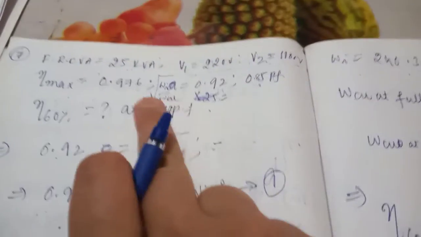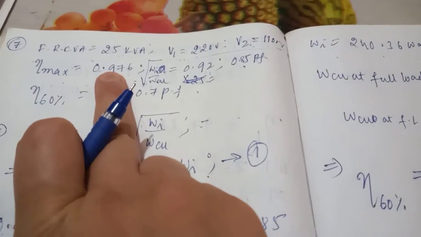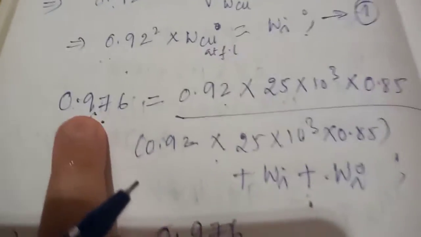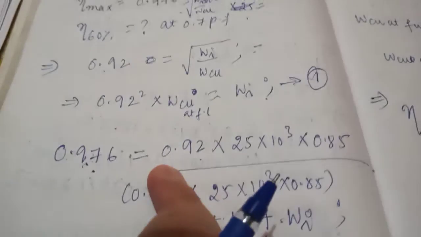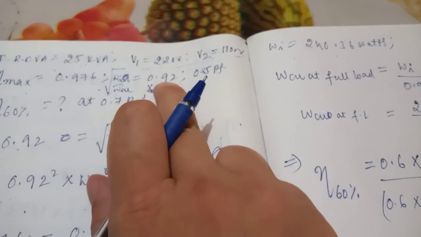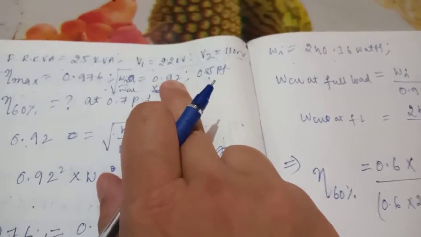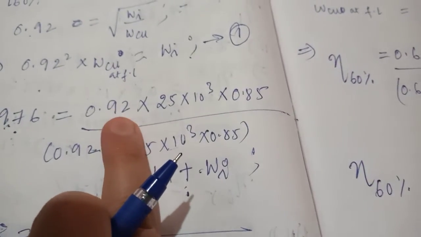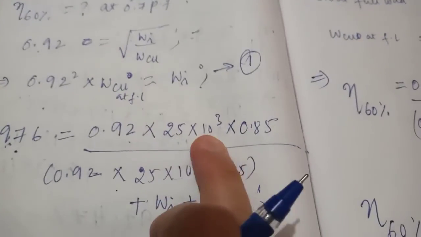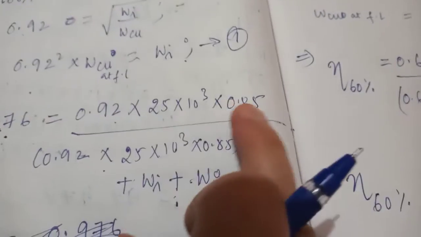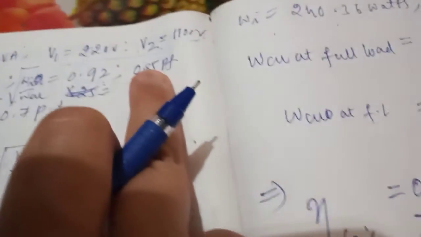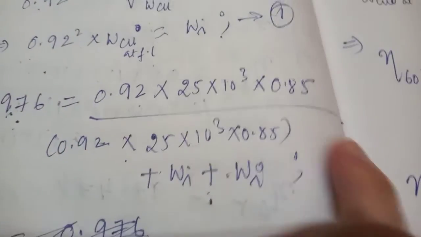Now one more hint they have given. This efficiency is 97.6 percent, 0.976. What is the formula for efficiency? You have to write it here. 0.976 must be equal to, so 0.92 is the percentage of load at which the efficiency is maximum. 92% of loading you are doing out of 25 kVA. So 0.92 into full rated kVA into power factor 0.85, at 0.85 power factor. So the same is the output.